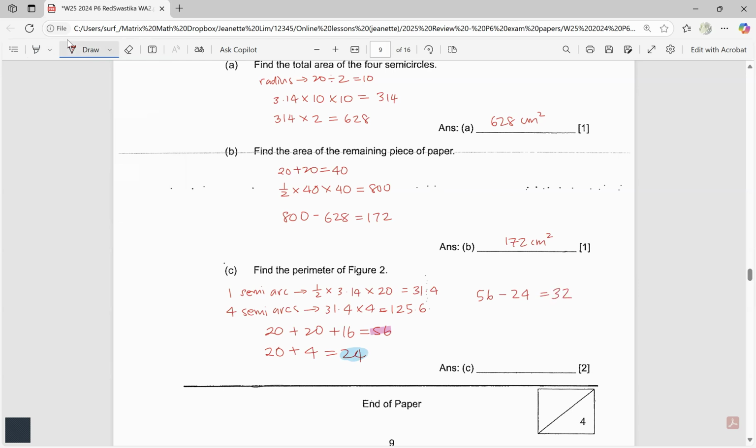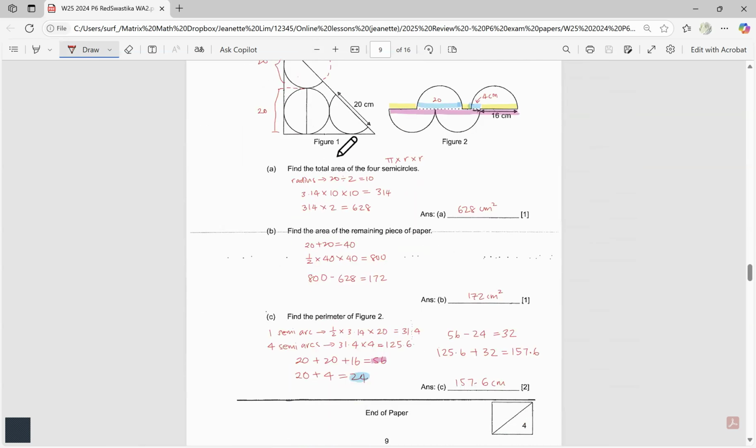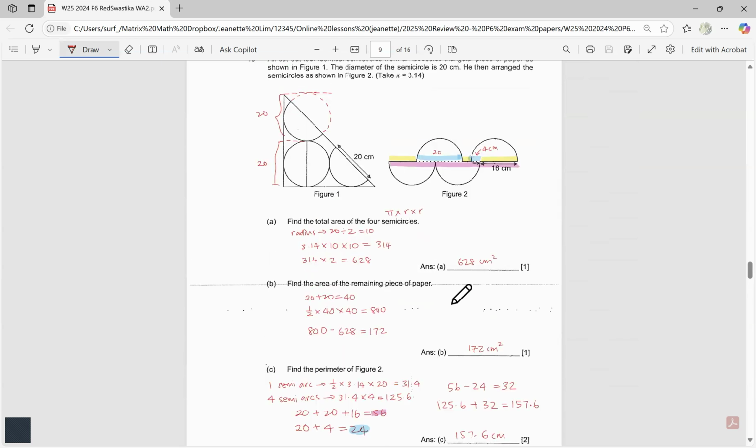Now the perimeter would be the four semicircle arcs, 125.6, plus your straight lines, and you get 157.6. So 157.6 cm. That is your perimeter of figure 2. Okay, with that, that's the end of this paper with Swastika P6 class test 2.